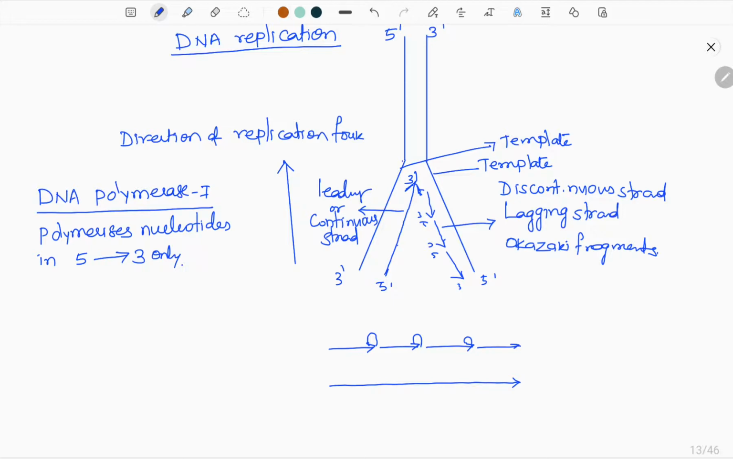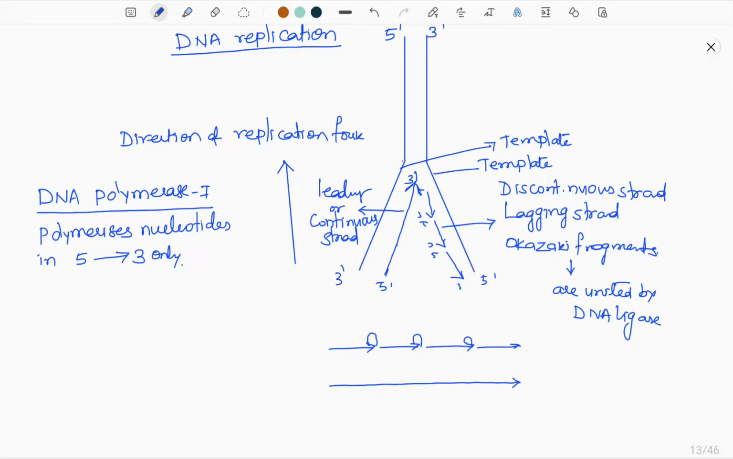Why is it involved in the lagging strand? Because the strands that are formed are not continuous, but discontinuous strands. So it is compulsory to unite them to form a continuous strand. That function is done by DNA ligase. So Okazaki fragments are united by DNA ligase. DNA ligase does not involve with the leading strand, it involves only with the lagging strand.